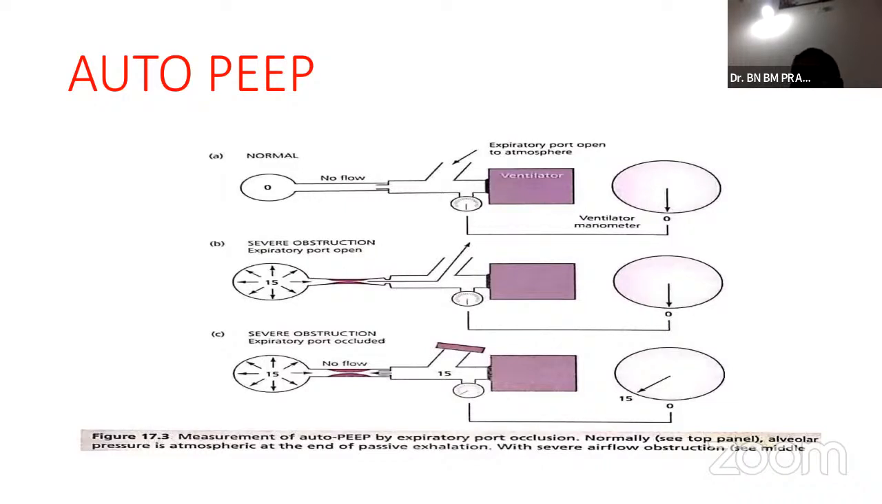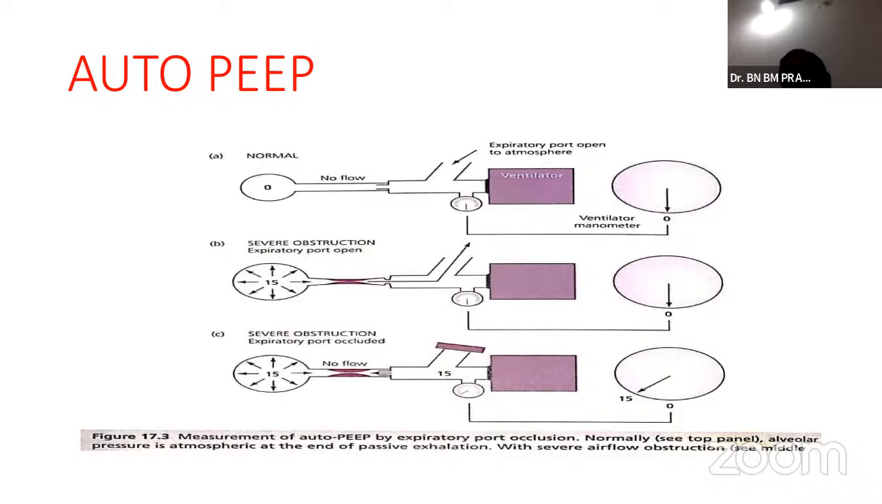the autoPEEP generated is 15, 20, or maybe much higher, and this can lead to ballooning of the airways, and it can lead to pneumothorax. Okay, and when there is a relief of bronchospasm, and then when you close the expiratory port and connect to a manometer, in such cases you can actually measure the PEEP, and that autoPEEP can be measured.